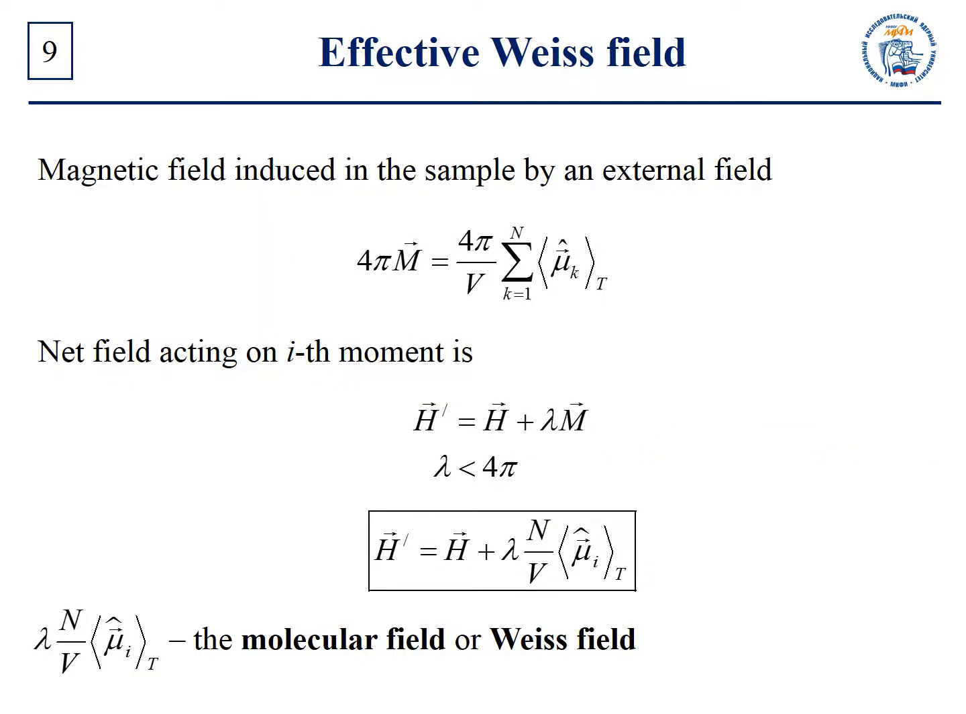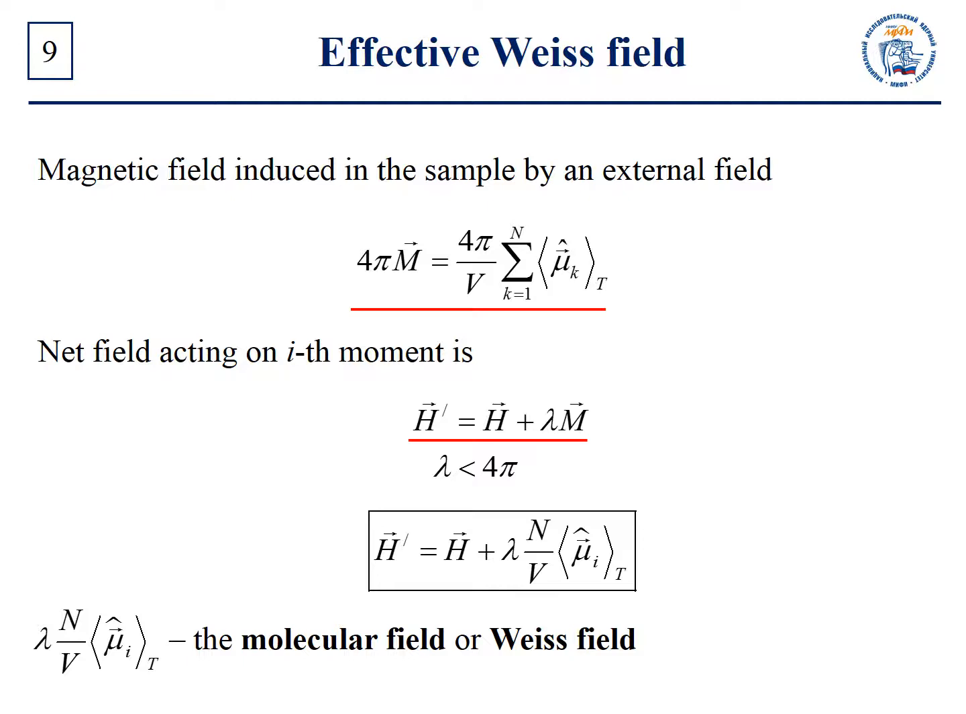Weiss noted that once the magnetic field is applied to the sample, each moment interacts not only with this field, but with the field created by all other moments as well. Since, first, the magnetic field induced in the sample by an external field has the following form, and second, the field generated by the ith magnetic moment has no effect on this moment itself. There is no self-action.